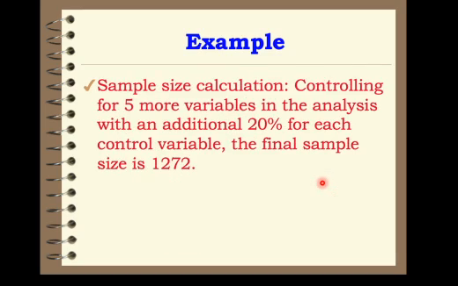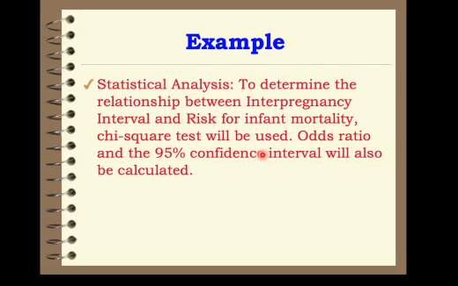Now, controlling for 5 more variables in the analysis with an additional 20% for each control variable, the final sample size is 1,272. So you will note that in the sample size calculation, we controlled for 5 more variables. And so if we look at the statistical test, it is the write-up of the statistical analysis to determine the relationship between interpregnancy interval and risk for infant mortality. Chi-square test will be used. An odds ratio with a 95% confidence interval will also be calculated.